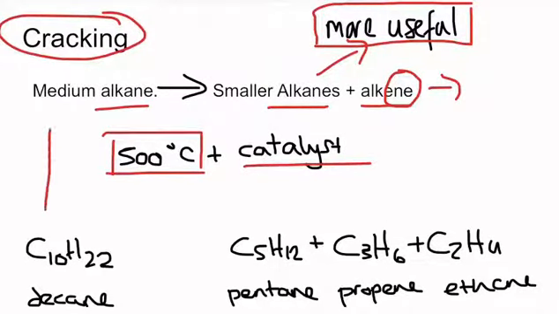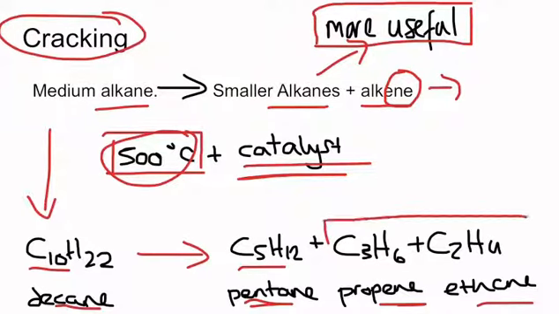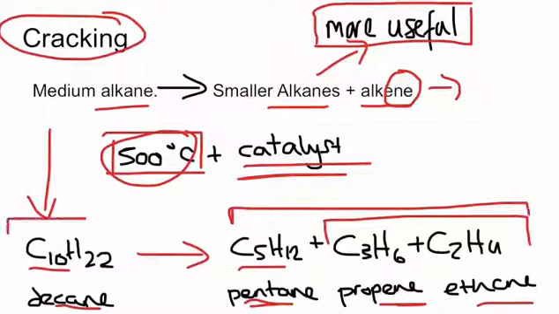So if we take a medium scale alkane such as decane with 10 carbons, in the presence of our high temperature and our catalyst, we can convert this into pentane, which is our smaller alkane here, and we convert it into 2 alkenes as well, propene and ethene. We don't need to worry too much about them right now. Also note that it doesn't matter which alkanes and alkenes we convert it into, as long as all of the carbon and hydrogen atoms on this side of the equation add up to the ones on this side.